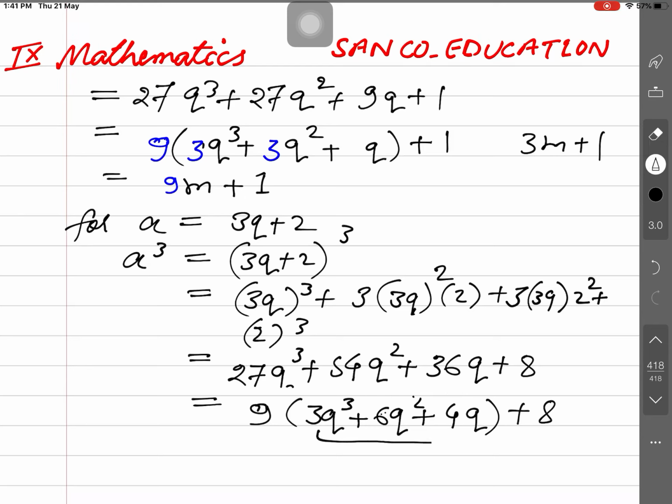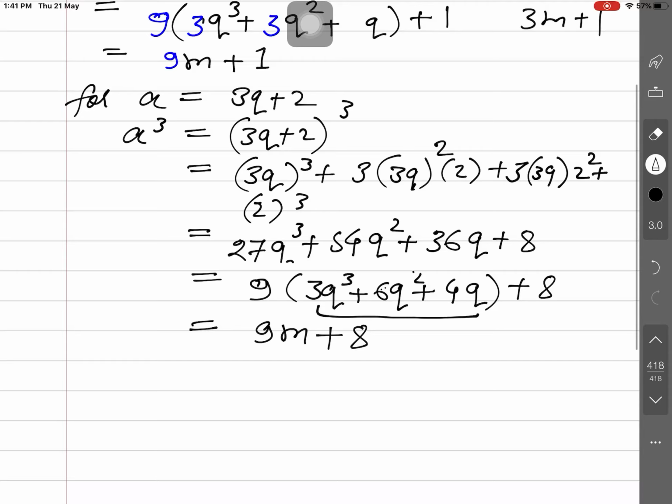This whole is a positive integer. It has to be supposed as m. That's it. Now you have supposed here a positive integer and cubing has made it 9m plus 8 format. Hence proved here. Stop the solutions. So we have all proved here the cube of any positive integer is of the form 9m, 9m plus 1 and 9m plus 8.